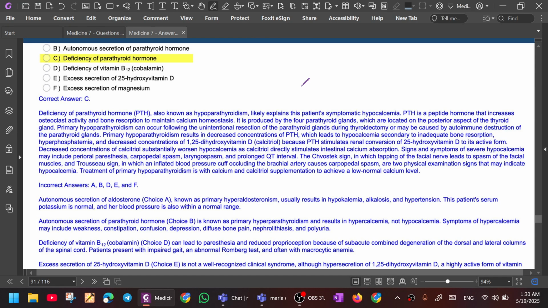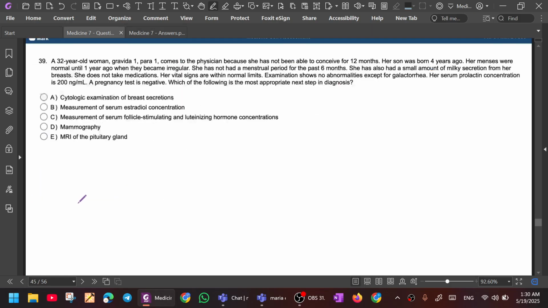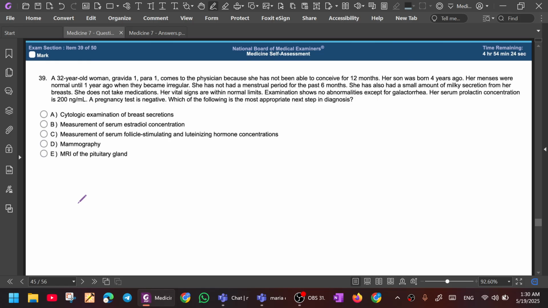A 32-year-old woman, gravida 1 para 1, comes to the physician because she has not been able to conceive for 12 months. Her son was born 4 years ago. Her menses were normal until 1 year ago when they became irregular. She has not had a menstrual period for the past 6 months. She has also had a small amount of milky secretion from the breast. She doesn't take any medication. Vital signs are normal. Exam shows no abnormalities except galactorrhea. Serum prolactin concentration is 200, which I believe is high. Pregnancy test is negative. Most appropriate next step?